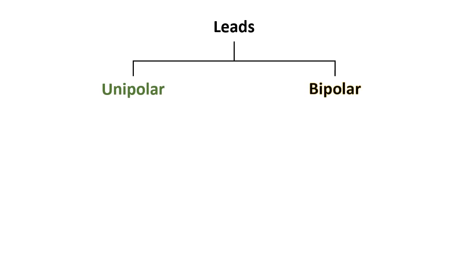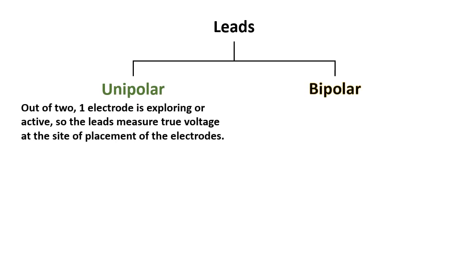Now coming to the main part, to crack the ECG conceptually: the leads are of two types, unipolar and bipolar. In unipolar leads, out of the two electrodes, one is exploring or active, so the leads measure the true voltage at the site of placement of the electrode. There are further two types of unipolar leads, which are augmented leads and chest leads.